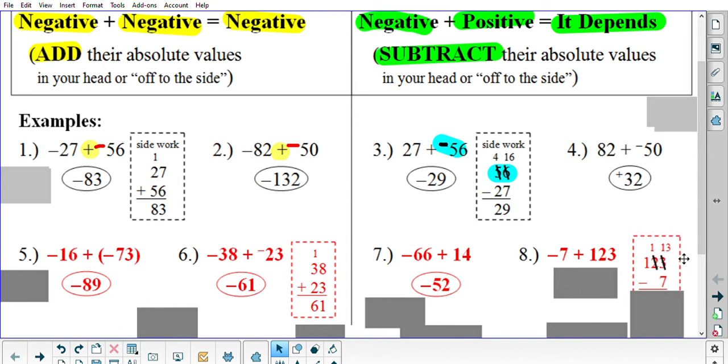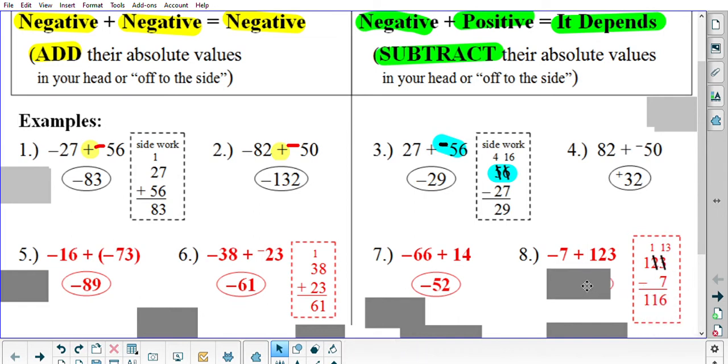This is going to require some borrowing, right? Because the 3 was smaller than the 7, so you'll take away 1 from the 2, makes it 1. Now we have 13, take away 7, which gives you 6. And then we have 1 take away nothing, which is 1. And then the other 1 take away nothing is 1. So that leaves us with 116.